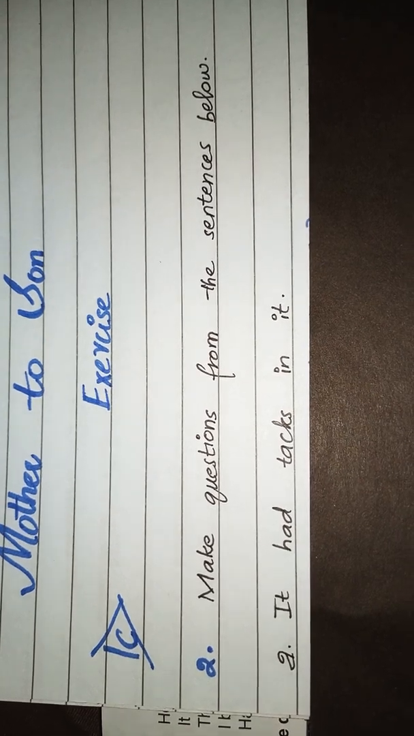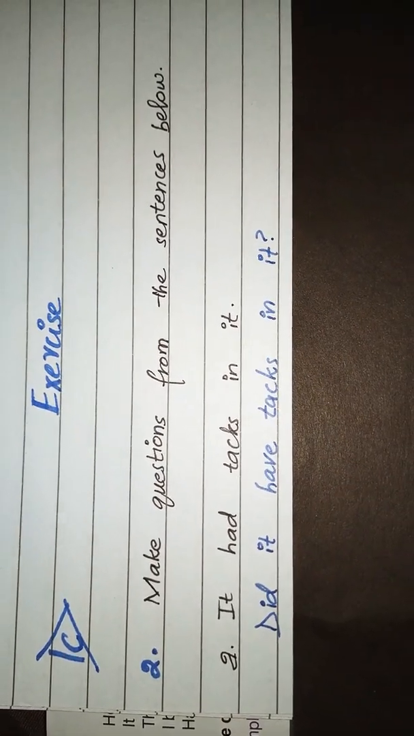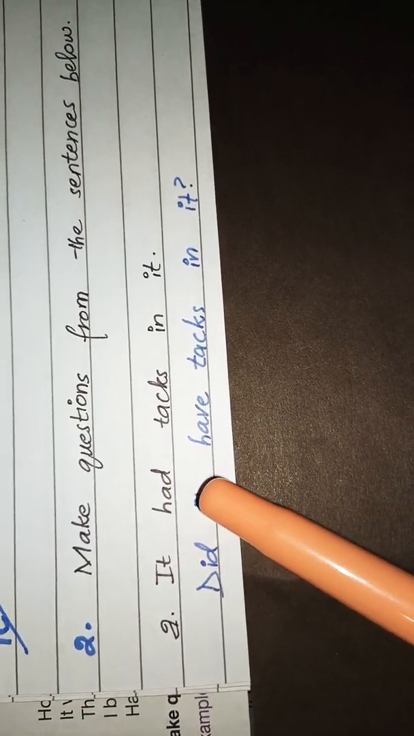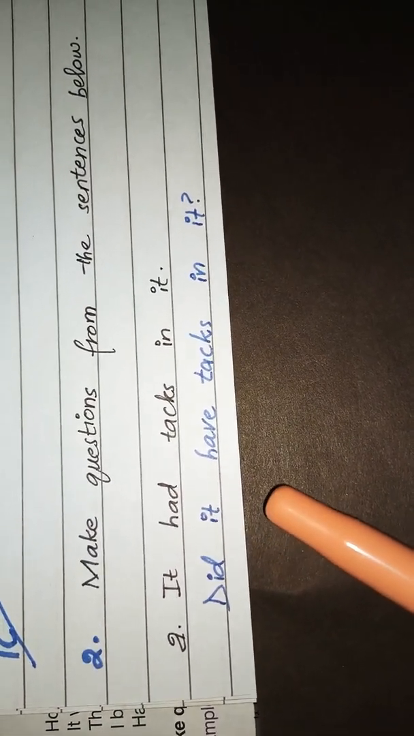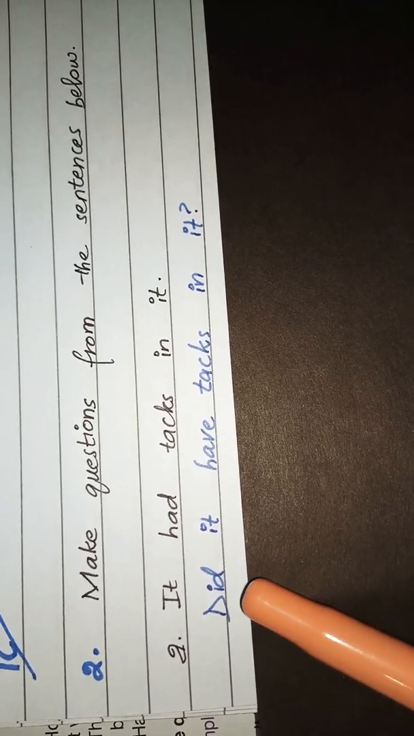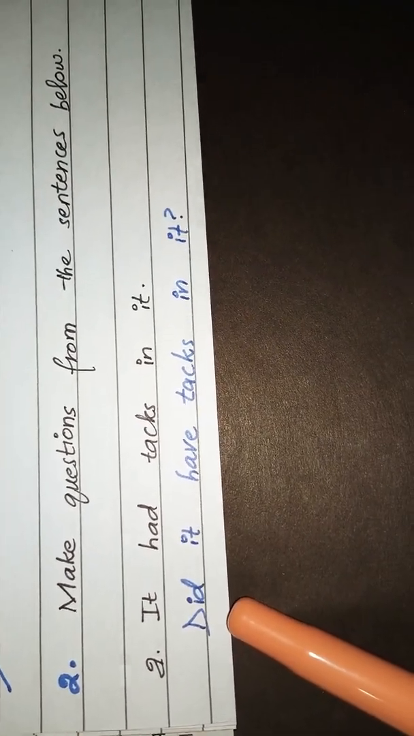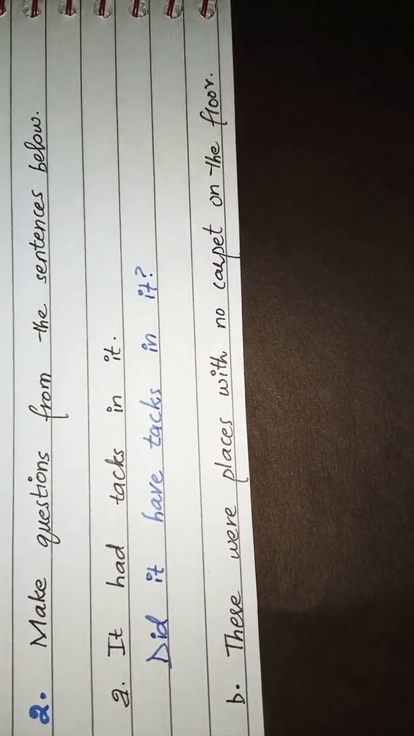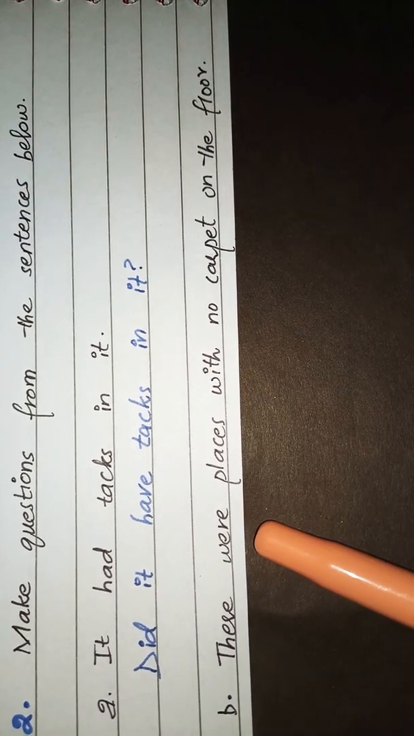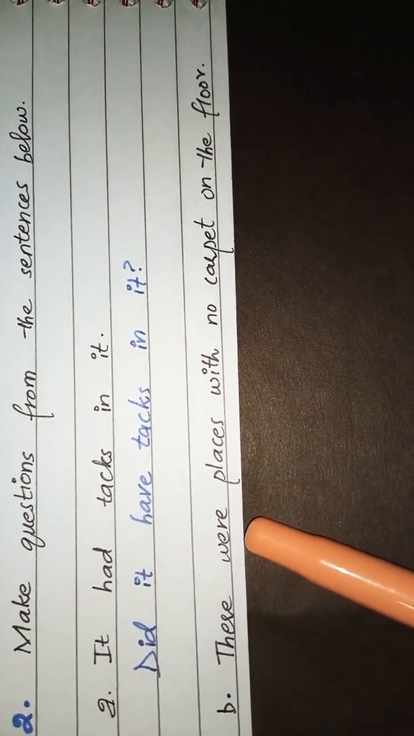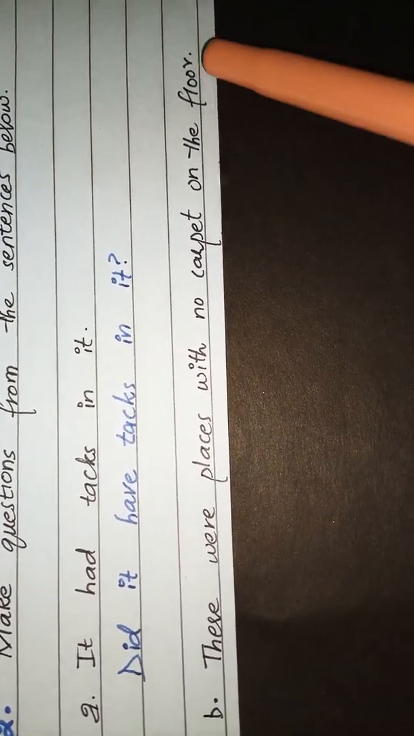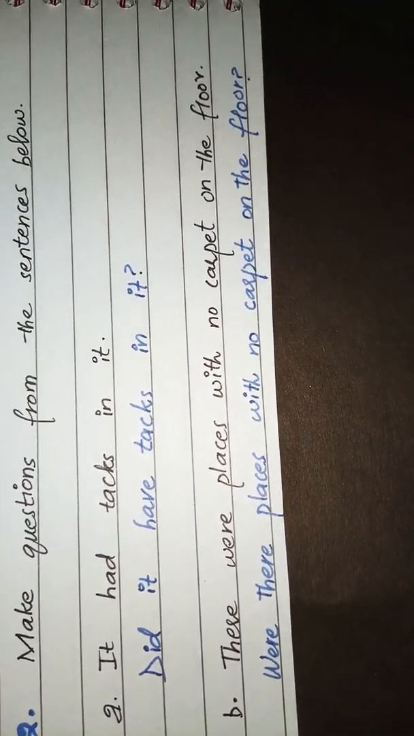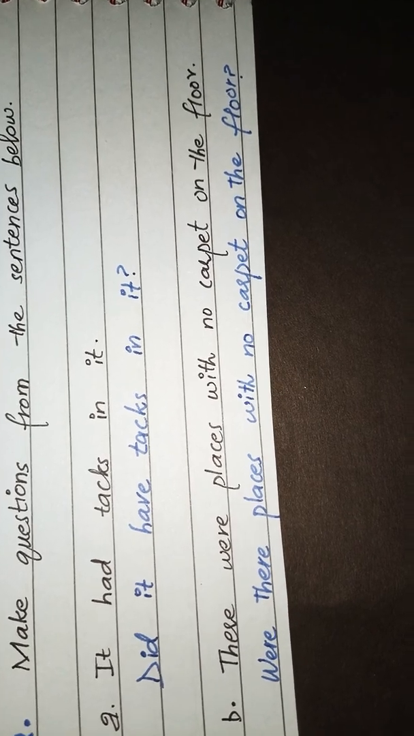It had tags in it. Did it have tags in it? So from the use of this verb, we assessed that it is a sentence of past. So we used the helping verb of past tense. The next sentence was, there were places with no carpet on the floor. We just need to change the place of this helping verb and put a question mark at the end. That was all we need to do here. Like, were there places with no carpet on the floor?